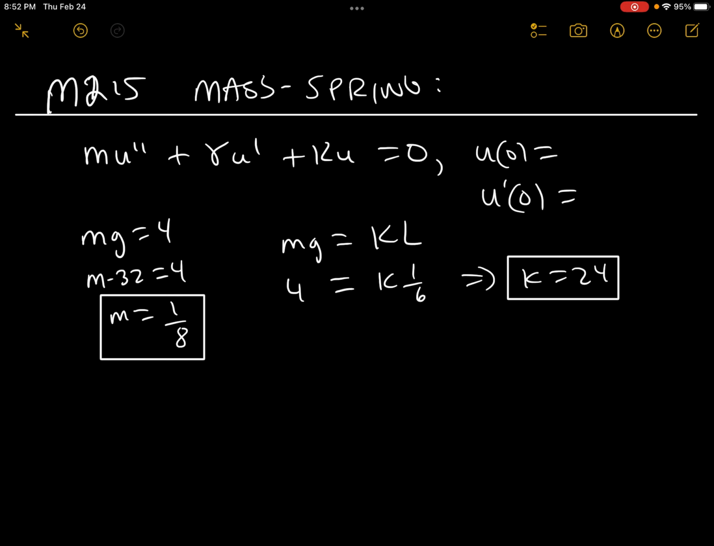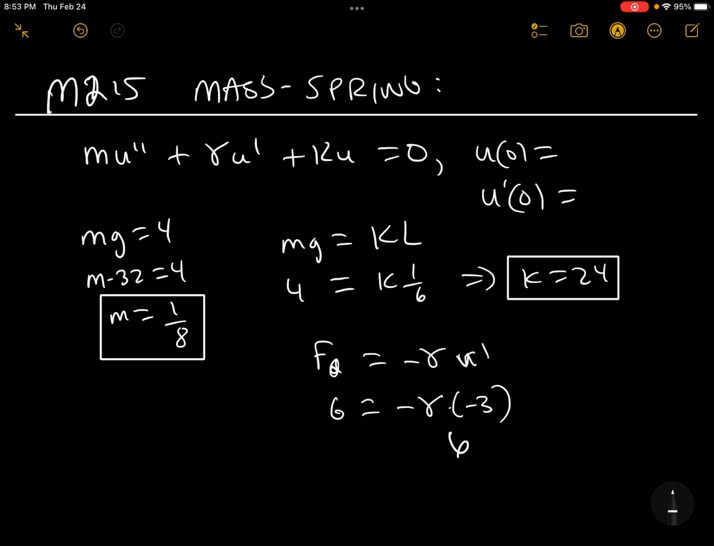And then the last one says the mass is in a medium that exerts a viscous resistance of 6 pounds when the velocity is 3 feet. So we have this thing. This should be D equals minus gamma u prime. So we have 6 is equal to minus gamma times minus 3. So gamma equals 2.